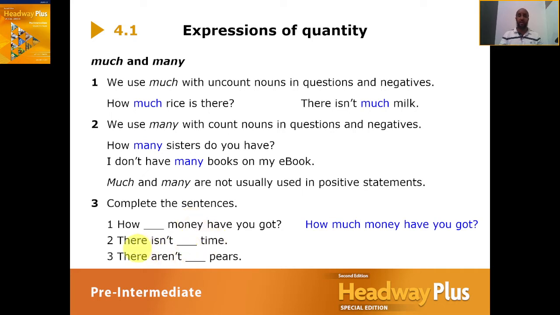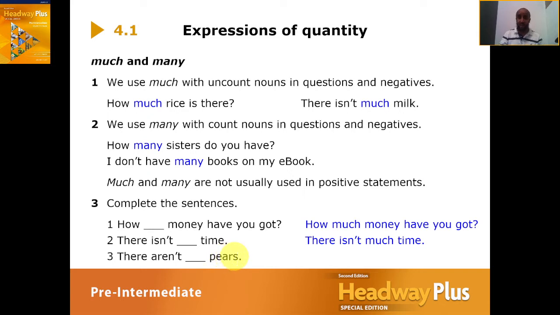The next one, we have there isn't. And here's a clue, by the way: the word isn't. And here we have the noun time. Can I count time? Can I say 1 time, 2 times, 3 times in the subject of time? No. Again, I have to use much. And finally, here we have a plural verb, aren't, and we have the noun pairs.